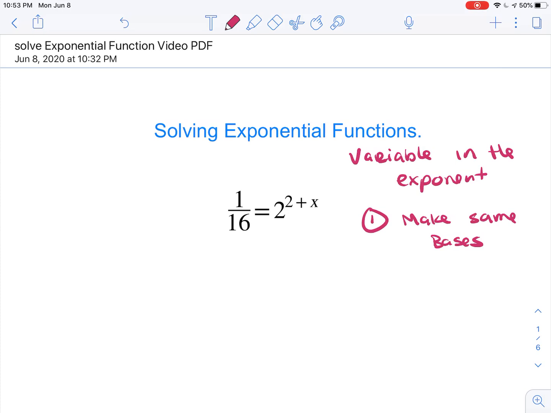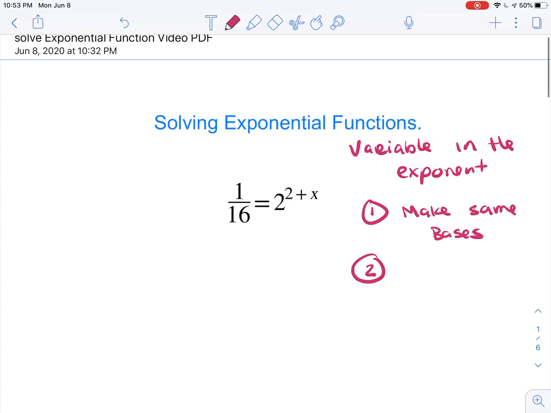3 and 27, or actually let's try 9 and 27, right? Both can be rewritten as base 3, right? 3 squared is 9, 3 cubed is 27. So we would use this method for those types of equations.